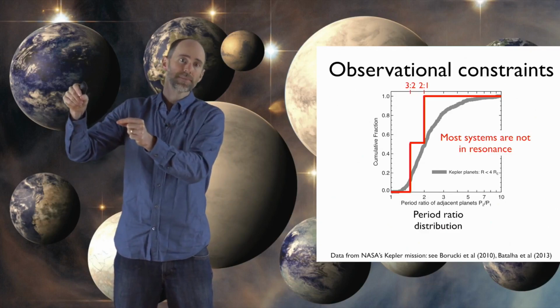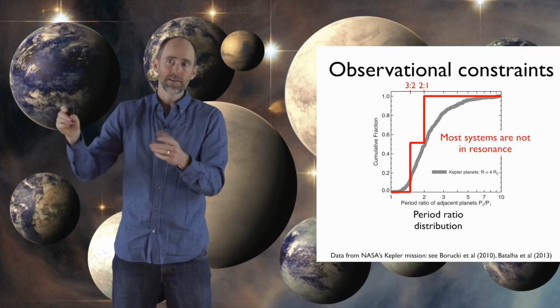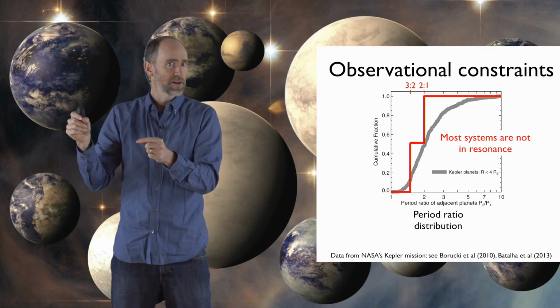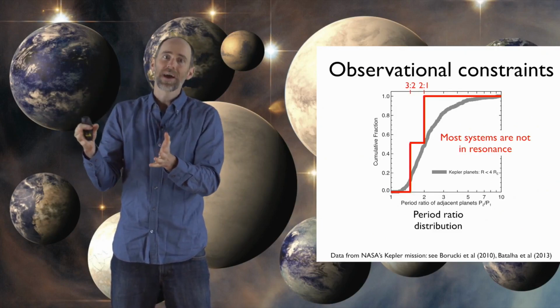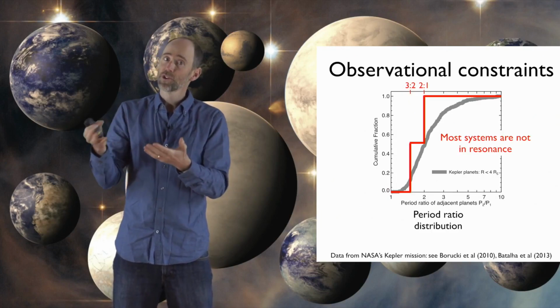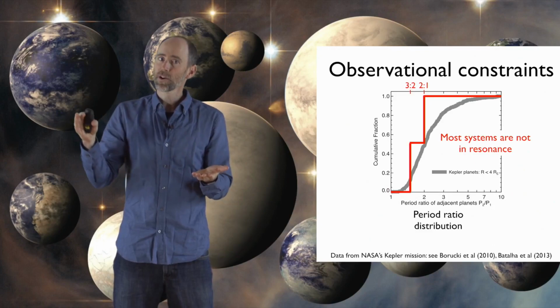Another constraint is the multiplicity distribution of super-Earths. This is just the distribution of how many super-Earths you see around a given star. And so this is the distribution we see. It's peaked at 1, meaning that most super-Earths are found in systems with just one super-Earth.